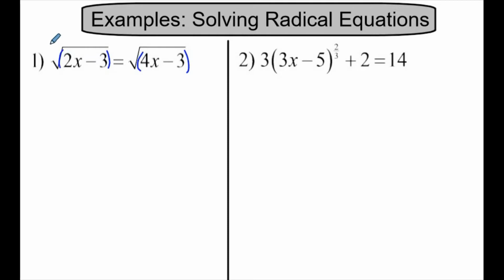Well, these are both square roots, so I'm going to square both sides. And when I square both sides, all I have left is the grouping symbol left inside. So I have 2x minus 3. And believe it or not, I am down to just a basic linear equation with variables on both sides, from when you were in Algebra 1. So to solve this, you're going to get your variables on one side. So you're going to subtract 4x here and here.